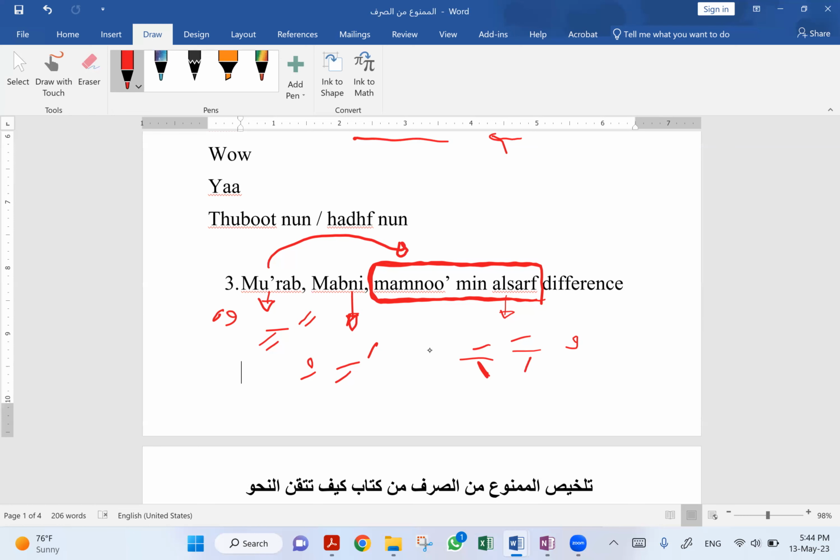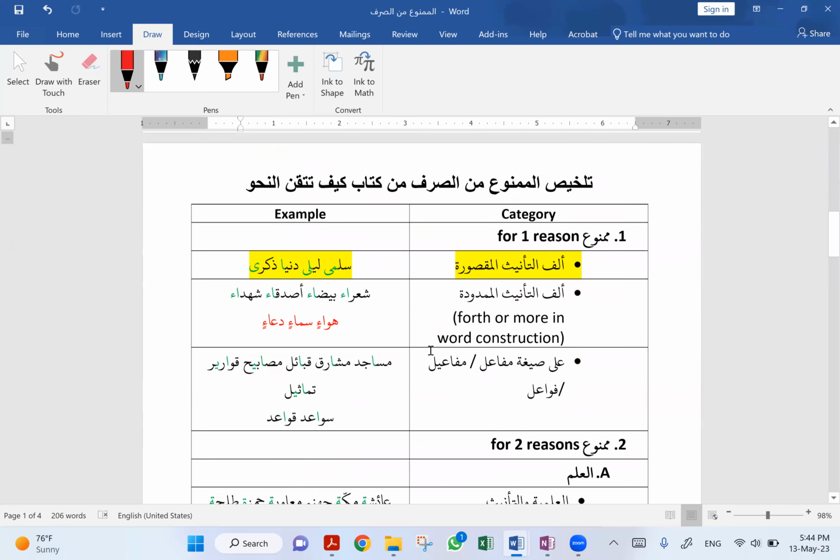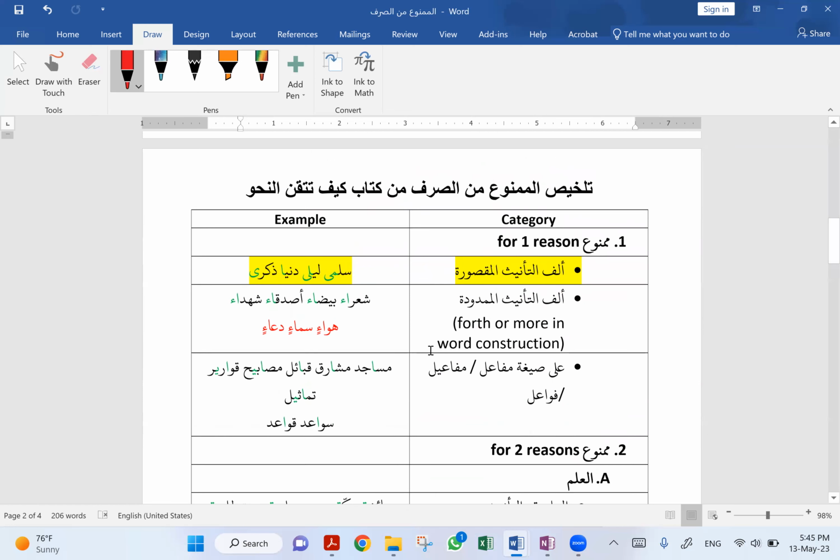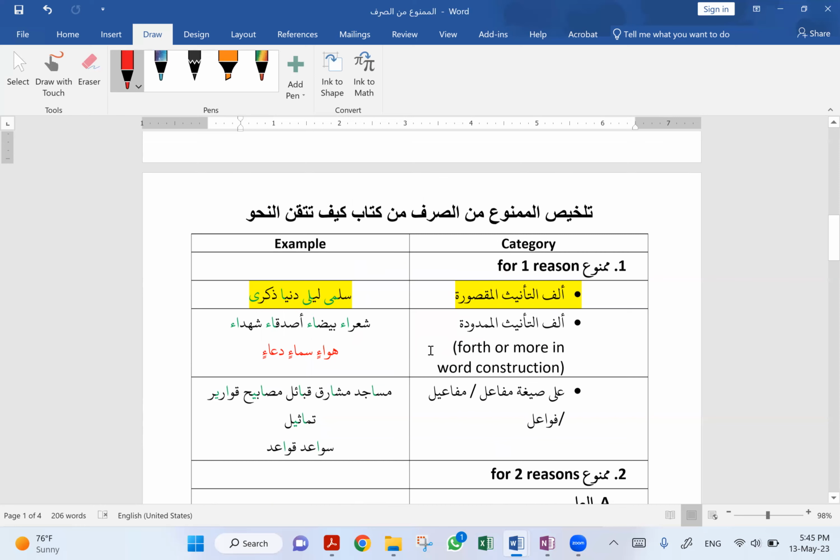Okay. Now we go into the categories of mamnu' min as-sarf. I know there's a lot of Arabic here, but don't worry about it. I will explain everything. Ilham? Yes, I have one question. The title is Mamnu' min as-sarf, but all these endings are related to i'rab. So why is sarf mentioned here?